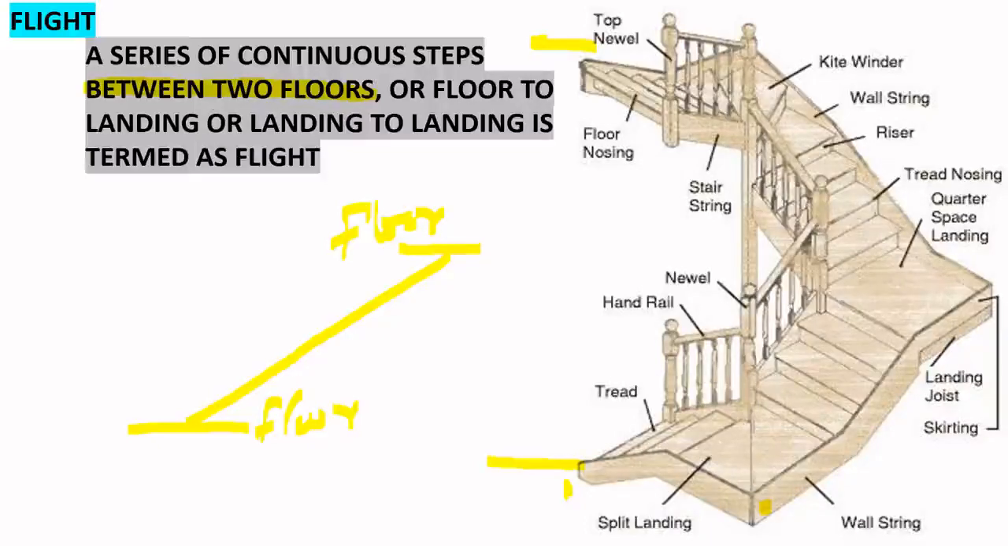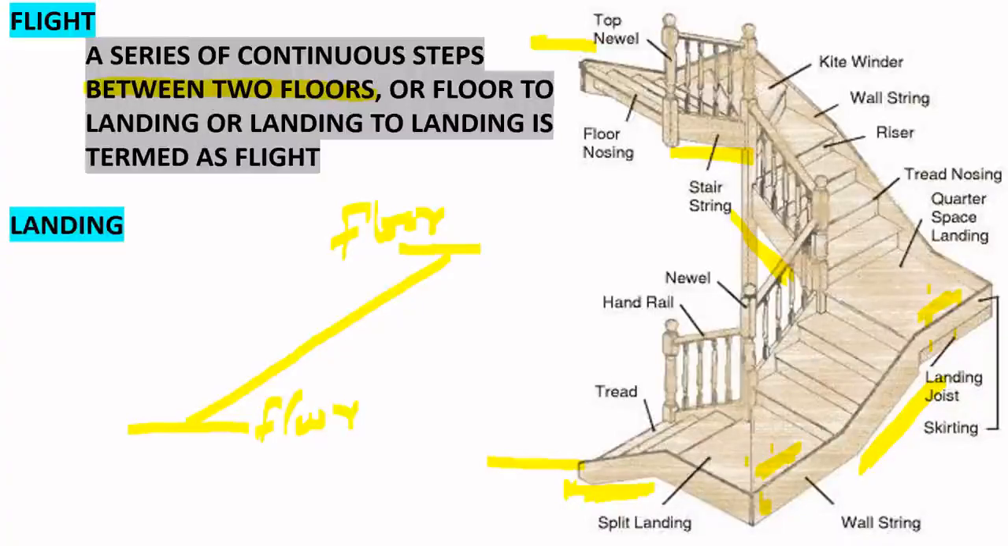Here you have 1, 2, these are winders, right? So you have 2 landings. A series of continuous steps between two floors, or floor to landing, or landing to landing. This is one landing, this is another landing. So this is called flight. This is called flight, this is called flight, and this is called flight. So hope you understood.